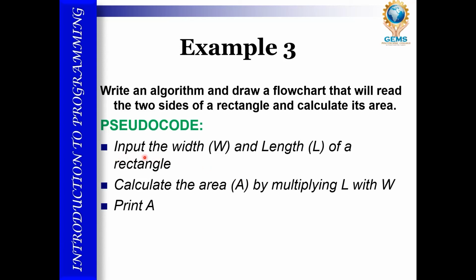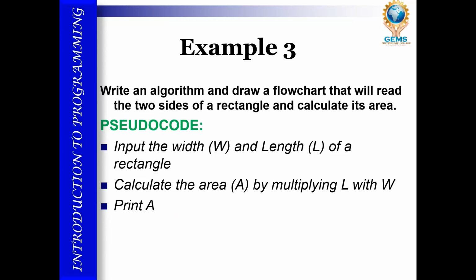The first step: input the width and the length of a rectangle. That means we are going to get the width and length of a rectangle from the user. Once we have the width and length, we are going to calculate the area. How are we going to calculate the area? By multiplying length and width, which we got from the user. Now finally we print A. What is A? A is the area of the rectangle. That means the value of L times W is stored in A. Then finally we print A, which will be the area of the rectangle.